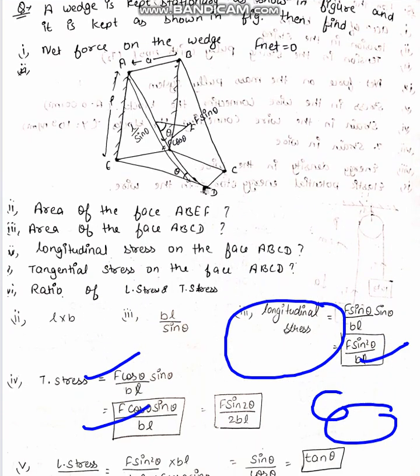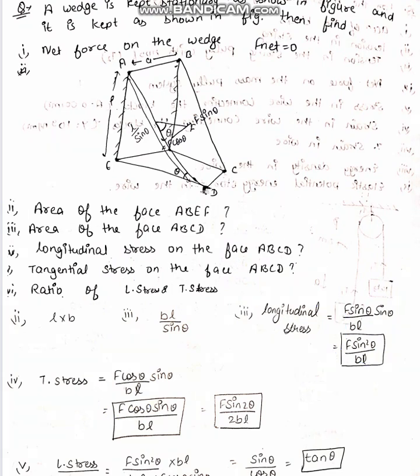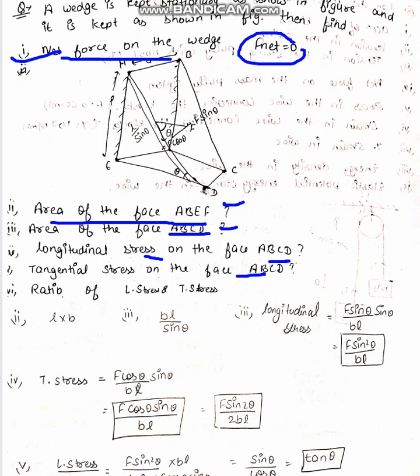This is a question based on a wedge. We are given a wedge, and it is stationary. The first question is the net force on the wedge. Obviously net force is 0 because it's stationary. Its velocity is continuously 0, that means acceleration is 0. Then we need to find the area of the face ABEF, then ABCD, then longitudinal stress on the faces, then ratio of the stress. Let's begin with ABEF. As far as face ABEF is concerned, we can say that area is length into breadth. Then for ABCD, now this is ABCD.